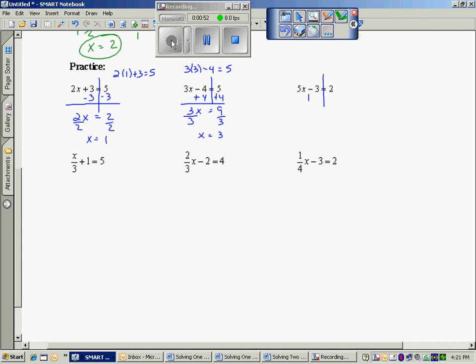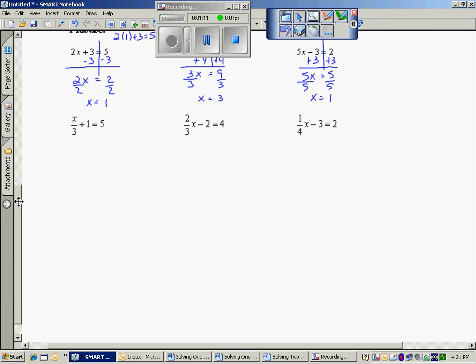Third problem, adding 3 to both sides. You always want to get all your pieces together before you divide them up, and 5 divided by 5 is 1. Checking my answer, 5 times 1 minus 3 is 5 minus 3, which is 2.